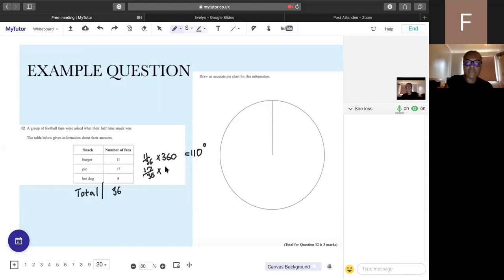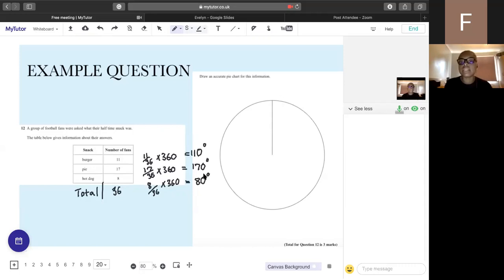17 divided by 36 multiplied by 360, and 8 divided by 36 multiplied by 360. So the first one gives us 170 degrees, and the second one gives us 80 degrees. And if we were to add up all the degrees together, we would realize that we get 360.